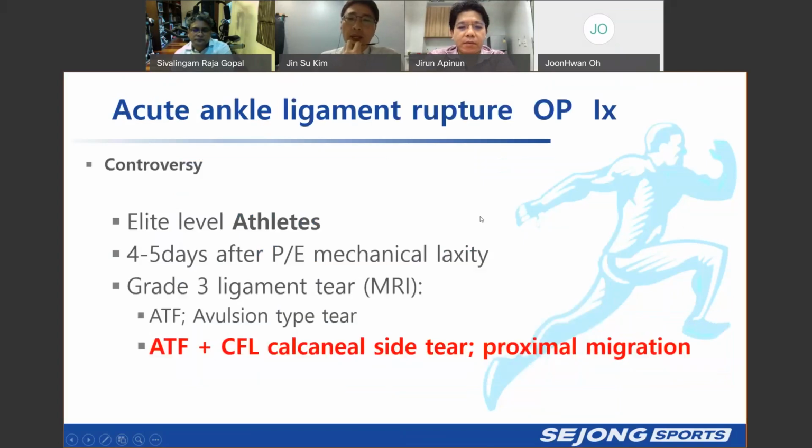So for the operation indication of acute ankle ligament rupture, yes, we have controversy, but in my hands, the patient should be an elite-level athlete with mechanical laxity 4 to 5 days after injury, and the MRI scan should show a grade 3 ligament tear, an avulsion type, or both ATFL and CFL tear, especially CFL-side tear with proximal migration.